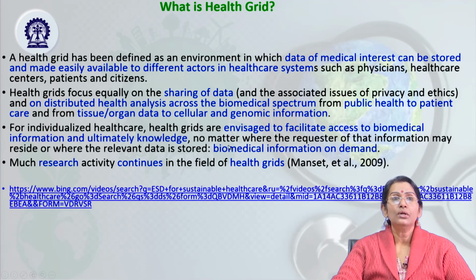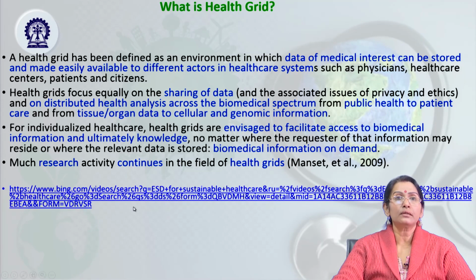And continuous research and development activities continue to strengthen this field of health grid. So, this is a new, updated pattern, that means developing the whole health system in a robust way, a sustainable and robust health system through establishing a health grid, for the harmonious development of all the healthcare services and systems, as well as the dissemination of biomedical information and services. So, these are some of the links that you can go through for better sustainable healthcare and health-related services.